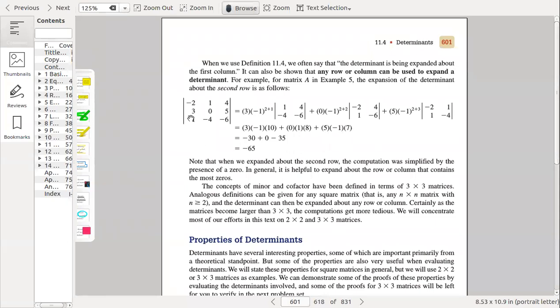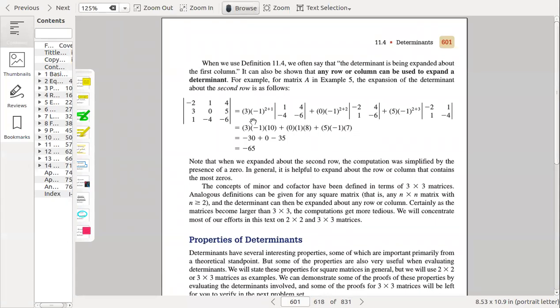And okay, so to compute the minor of this 3, we will delete this second row and first column. The matrix will be 1, 4, minus 6, minus 4. And the determinant will be minus 6 into plus 16, 10. So then for this entry 0, we will delete second column and second row. And the determinant will be minus 2, 4, 1, minus 6. Minus 2 into minus 6 will be 12. Okay. And then minus 4, 12 minus 4, 8.